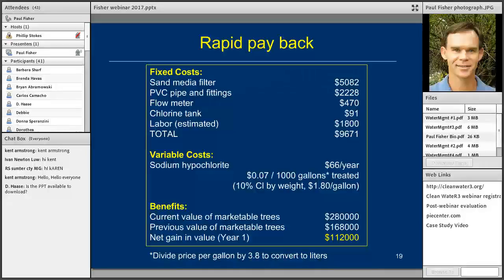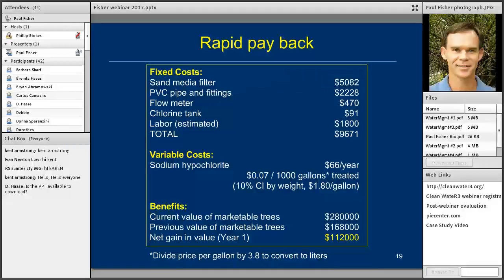In this case, we've got very simple technology. We just have a chlorine tank and a chemical injector, and so our fixed costs were around $9,671. The variable cost in this case is sodium hypochlorite. Sodium hypochlorite is one of several types of chlorine. Some other options to provide chlorine include calcium hypochlorite tablets, chlorine gas, some concentrated hypochlorous acid products, and also ECA, which is an electrical way of generating chlorine on site.